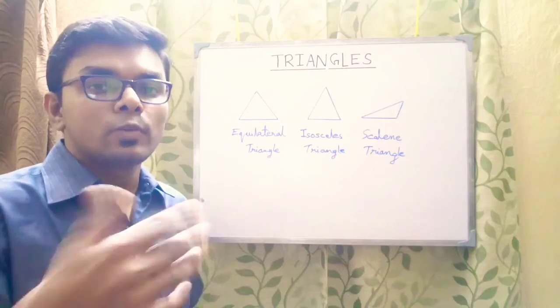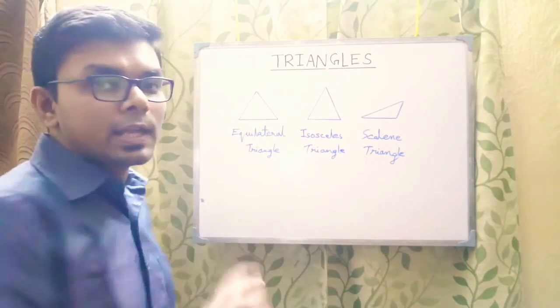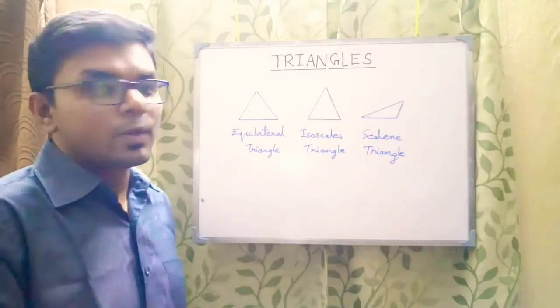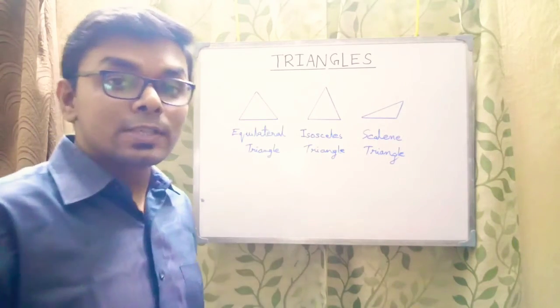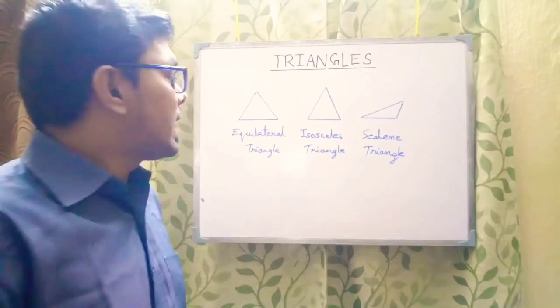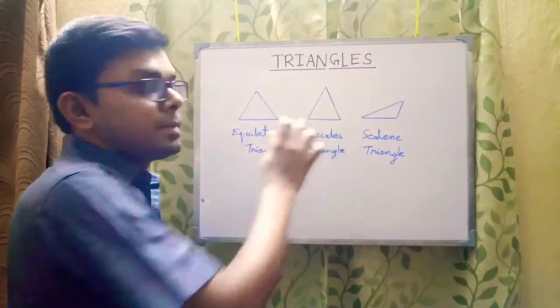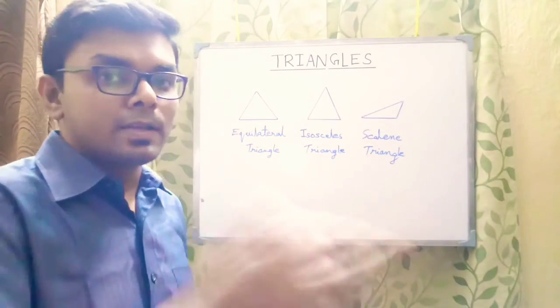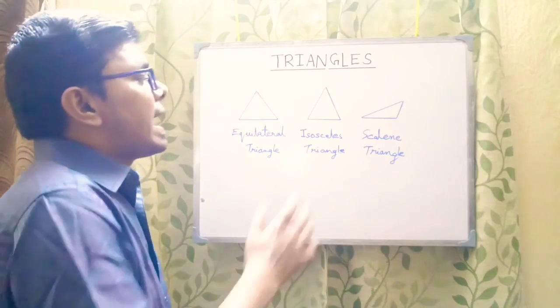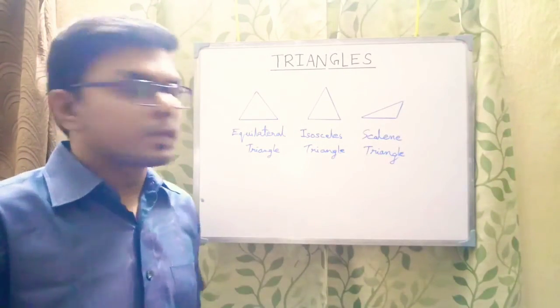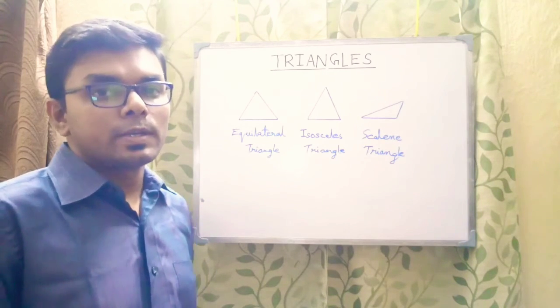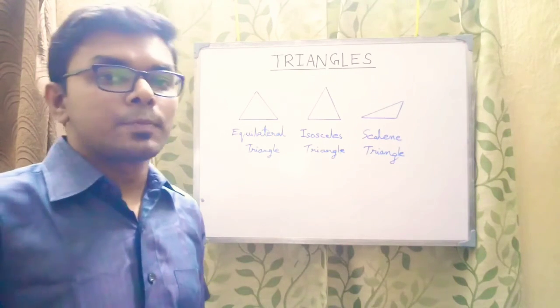So one thing can be concluded from this, that every equilateral triangle is also an isosceles triangle, because here two sides are equal. But every isosceles triangle may not be an equilateral triangle, because the third side may be unequal. Okay. And a scalene triangle, I've already told that none of the three sides are equal over here. Now we move on to the next subtopic.